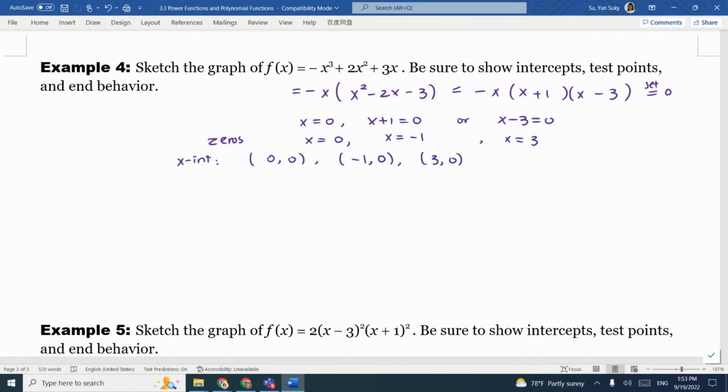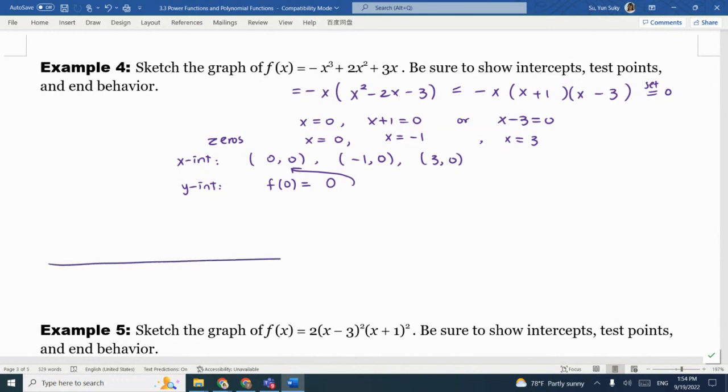Remember, an x-intercept is on the x-axis, so the y-coordinate is 0. Right, everybody? How about the y-intercept? To find the y-intercept, you evaluate f of 0. But do you see if you plug in x is 0, what happens? It's just 0. So that's why (0, 0) is not only an x-intercept but also the y-intercept. Is that okay, everybody?